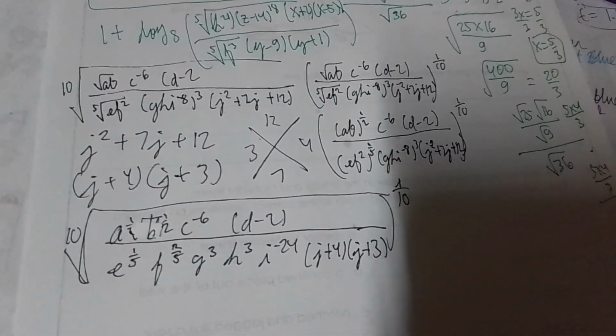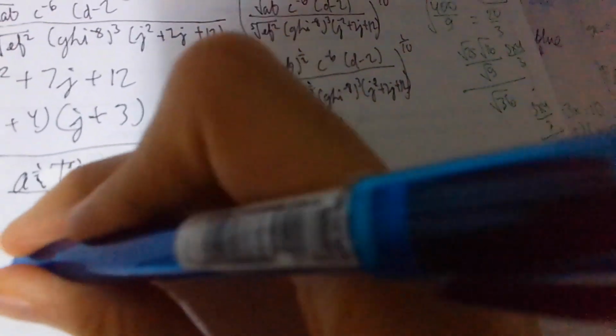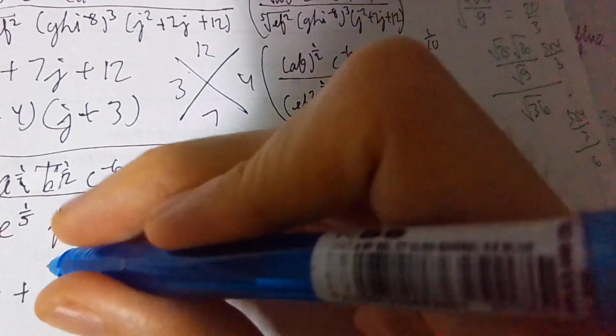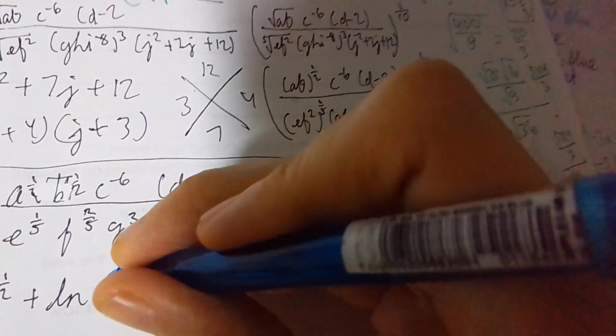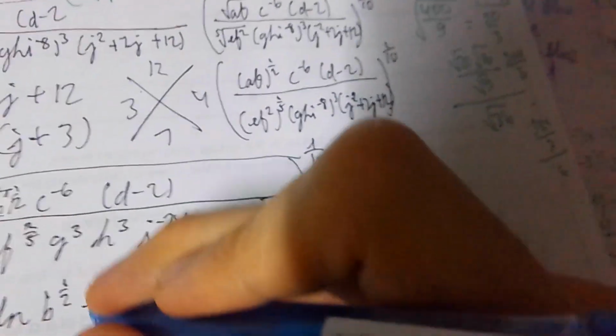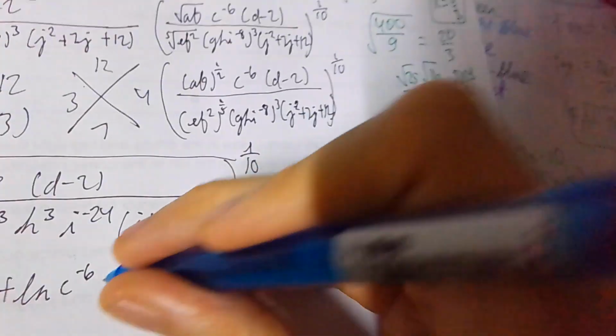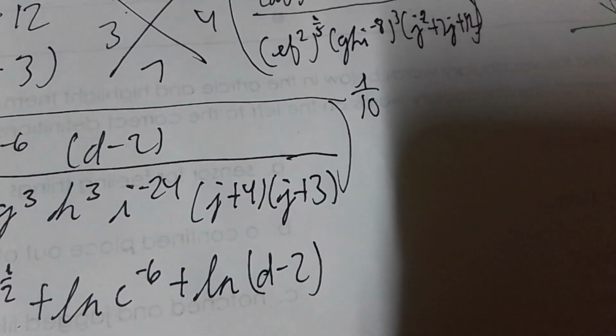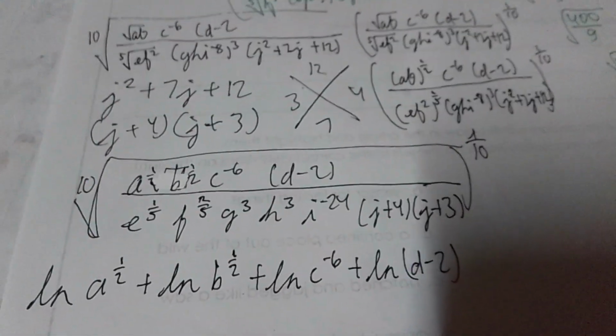So now, let's already simplify the log. So remember, our log is ln. So ln of A raised to the 1/2 power. Start with the top first. That's what I always do. Ln of B, B raised to the 1/2 power. And then plus ln of C raised to the negative 6 power. Plus ln of D minus 2. Quantity D minus 2.